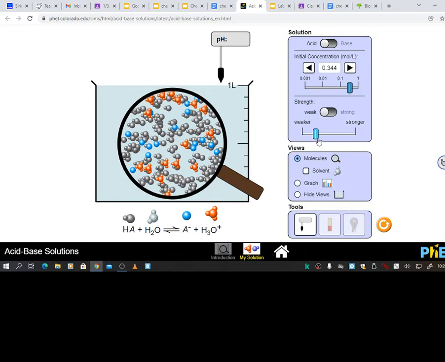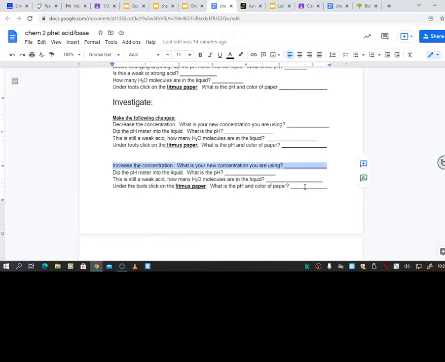If you went here, you're going to have less, right? So it just depends on what you used. And then your litmus paper.